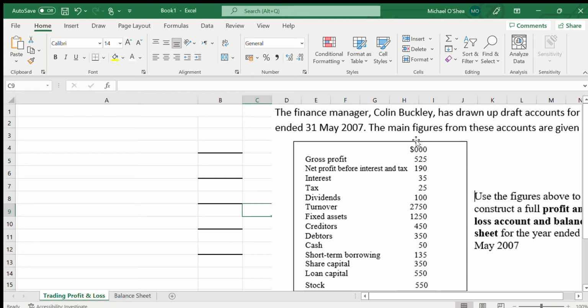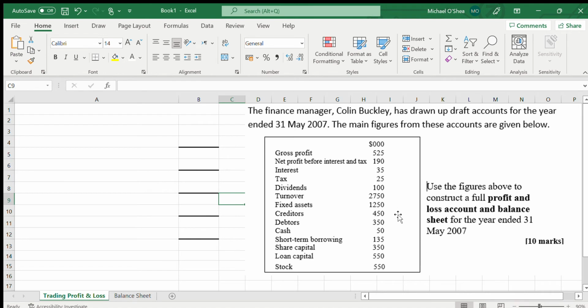This is a trading profit and loss video for Colin Buckley. I'll just zoom in here. We're going to do a trading profit and loss and a balance sheet, and we're given a list of information. We have enough information to complete both accounts. So let's start with the first one.